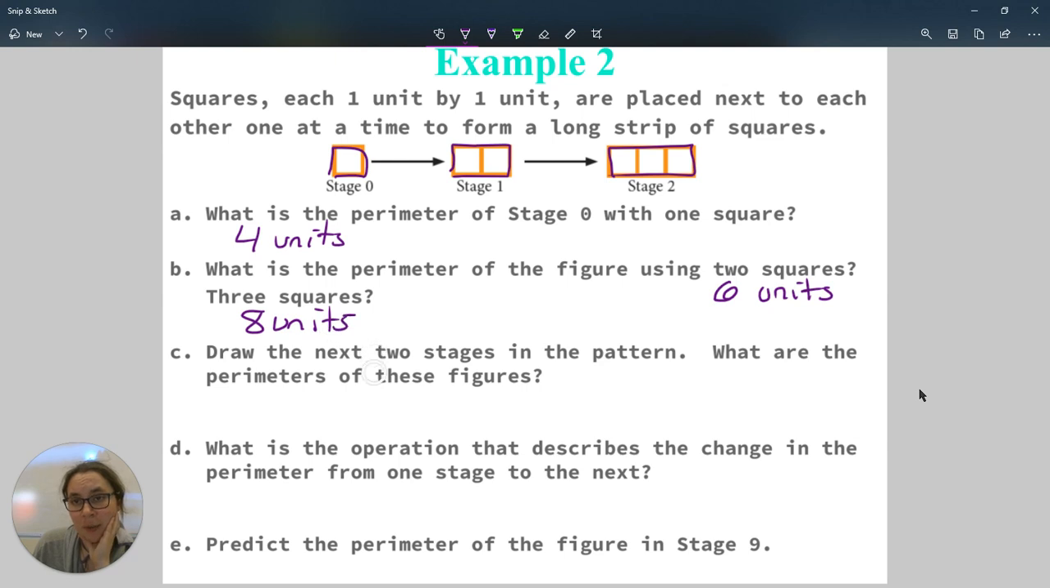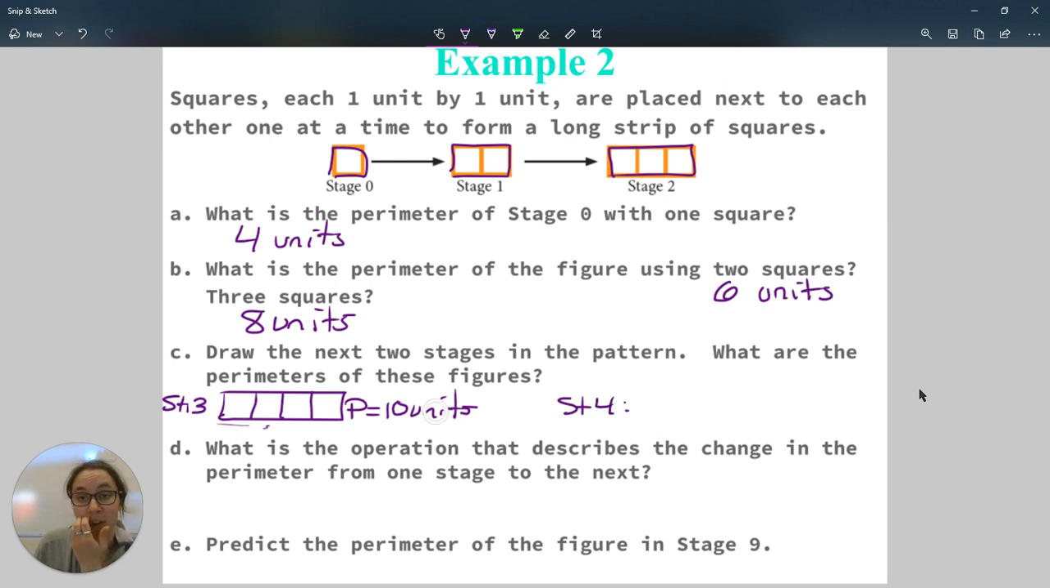Do we notice any patterns here? Well, let's keep going just in case. Draw the next 2 stages in the pattern. What are the perimeters of those figures? The next one is going to be stage 3, and it's going to have 4 squares, all in a line like this. So I'm continuing the pattern exactly. Looking at it, I go 1, 2, 3, 4, 5, 6, 7, 8, 9, 10. P equals 10 units.